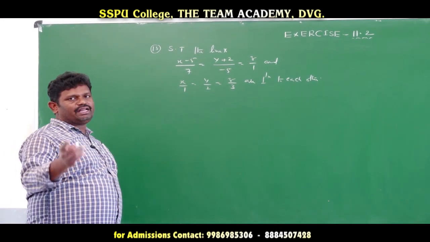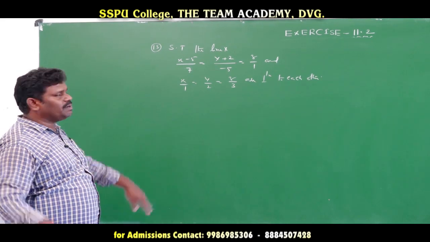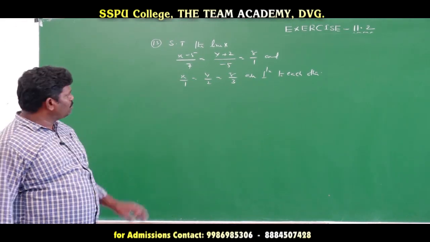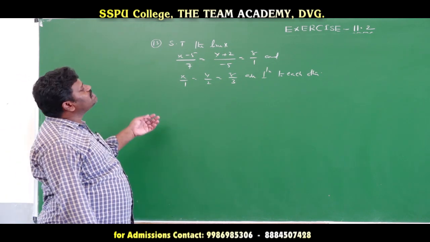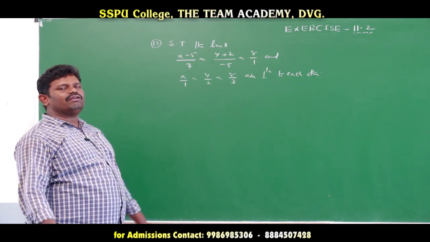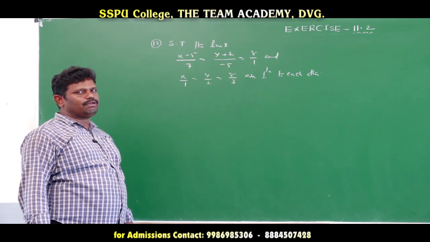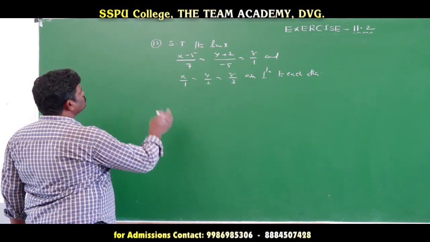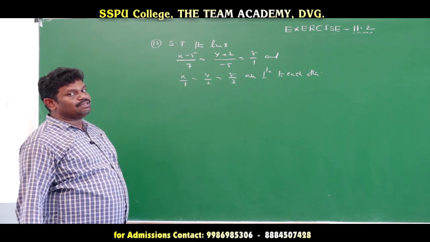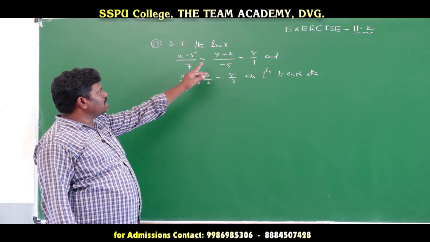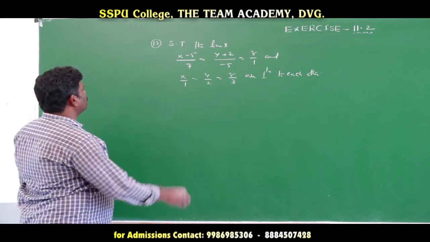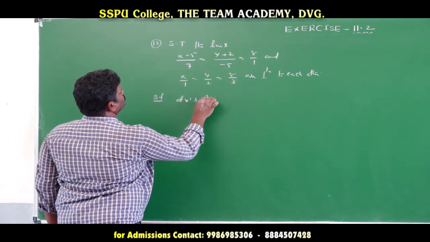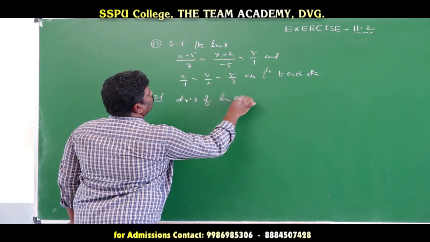The 13th question is similar to the 12th question, but there they already gave that the two lines are perpendicular and we found the p value. But here, we must show that the lines are perpendicular to each other. We already know that if a1 a2 plus b1 b2 plus c1 c2 is equal to 0, then the two lines are perpendicular. First, the given lines are in standard form, no problem. So first, the direction ratios of line 1.